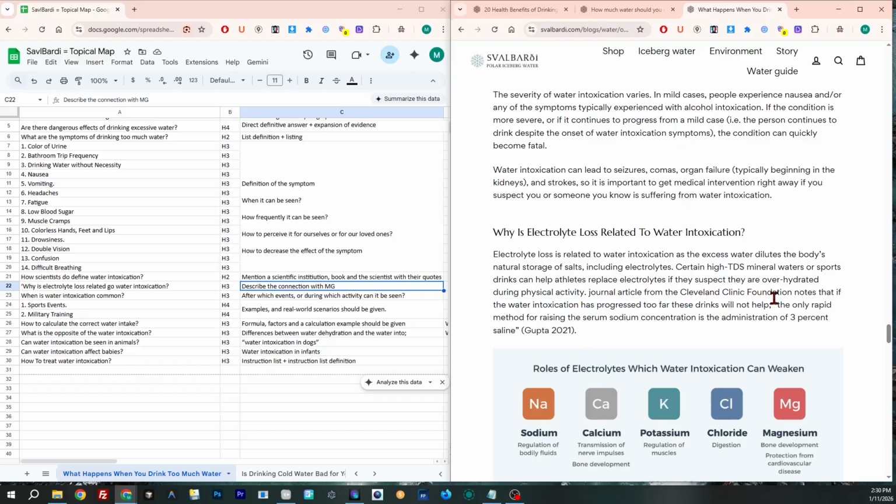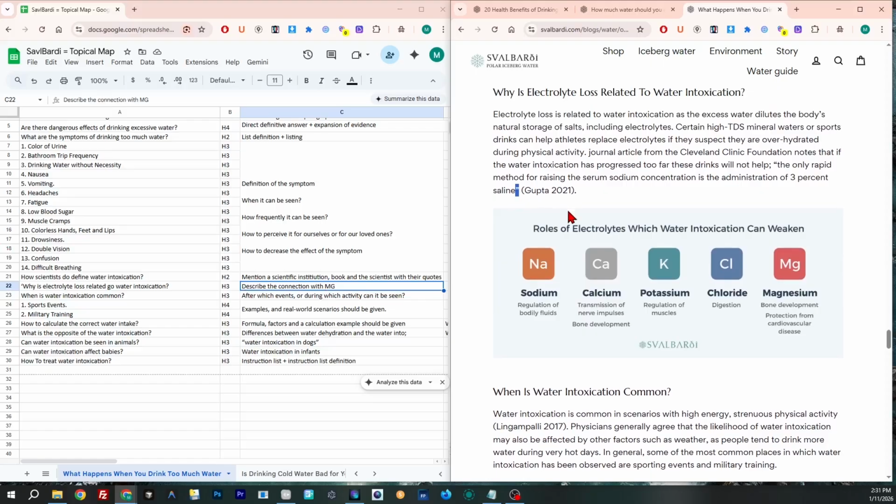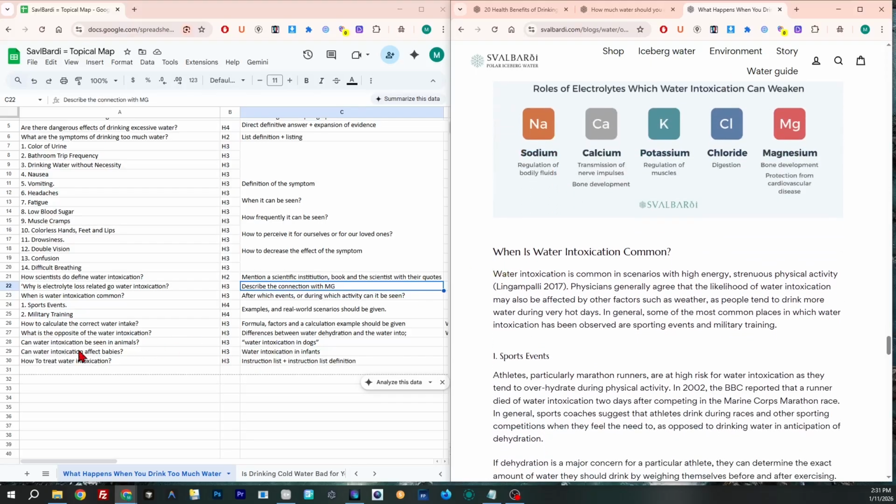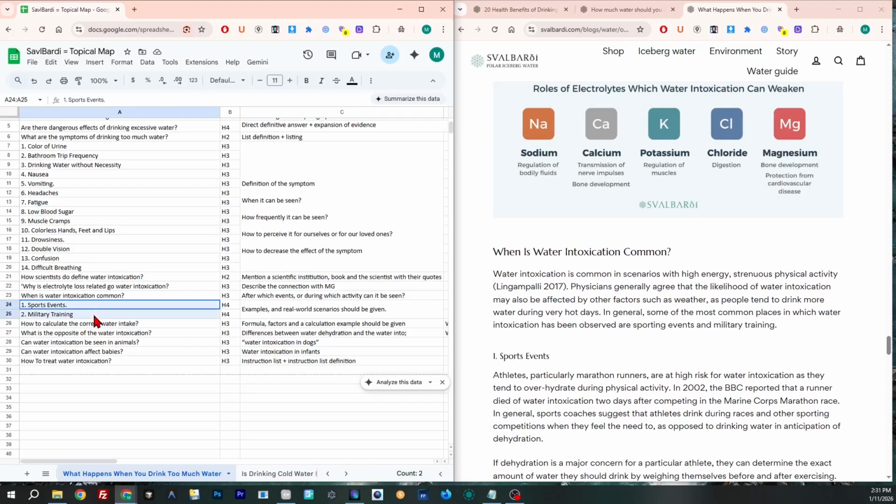Here, one important thing is that we use quotation marks in this sentence. Why? Because sometimes we take the sentence from the research and put it in here with quotation marks, and we refer to the research in this specific style. And here we give, in the image, the roles of electrolytes with different formulas: sodium, calcium, potassium.